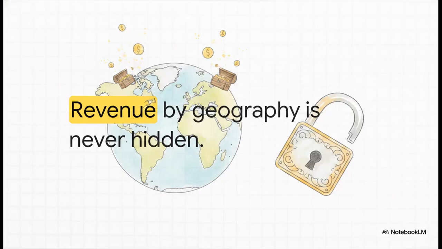But here is a really crucial Google policy exception that every creator absolutely needs to know. While views by geography might be hidden for privacy, your revenue by geography is never limited. If a viewer from a country with literally only one view clicks an ad and generates money, that country is still going to show up in your revenue report. Because hey, when it comes to your money, Google is always going to show you the receipts.